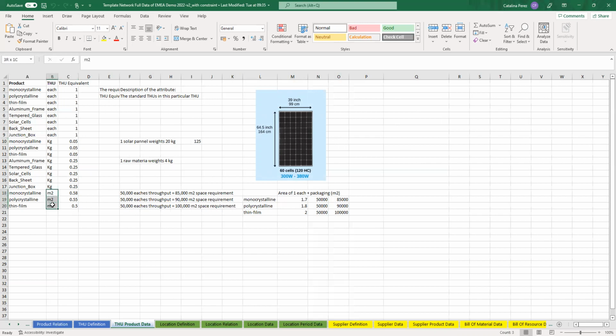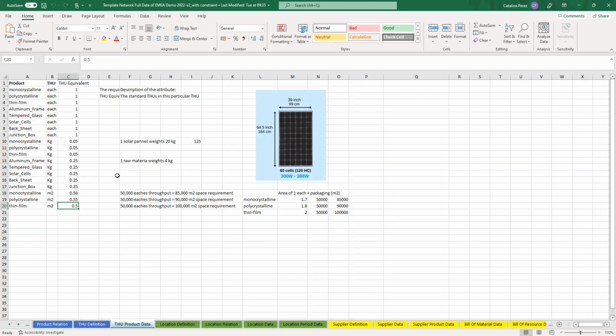The same process applies for the next unit of measurement, squared meter. We have calculated the area of each of the solar panels in this separate part, and we know that, for example, thin film has an area of 2 squared meters. So we ask the question again, how many eaches fit into 1 squared meter? Because we already know that the area of thin film is 2, we do 1 divided by 2, and we know that 0.5 is the THU equivalent.